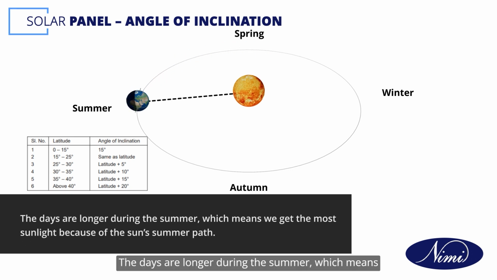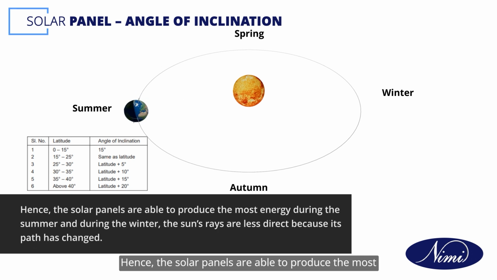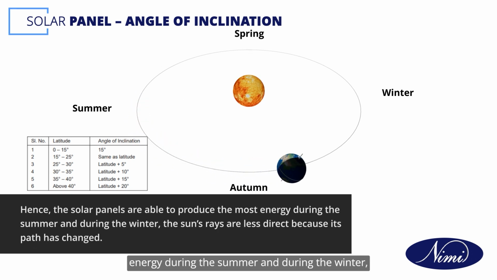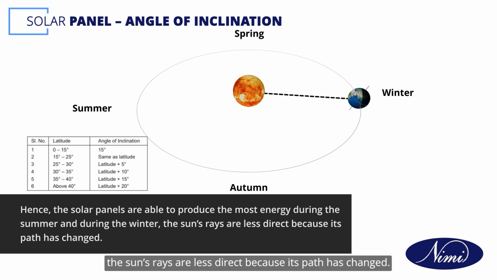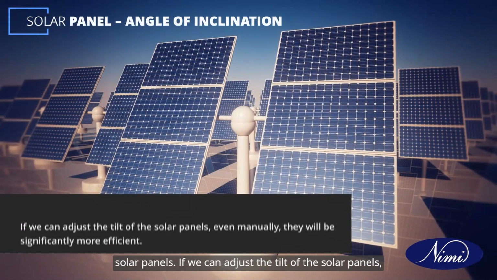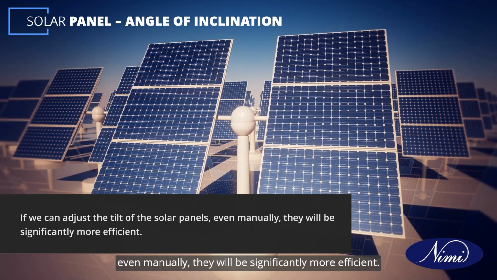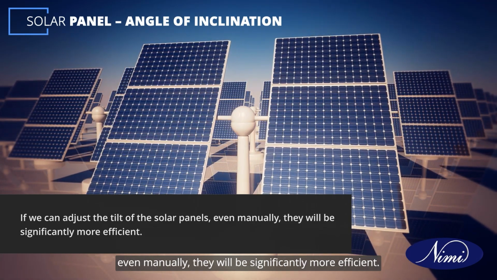The days are longer during the summer, which means we get the most sunlight because of the sun's summer path. Hence, the solar panels are able to produce the most energy during the summer, and during the winter, the sun's rays are less direct because its path has changed. This is important because it may affect the slope of the solar panels. If we can adjust the tilt of the solar panels, even manually, they will be significantly more efficient.